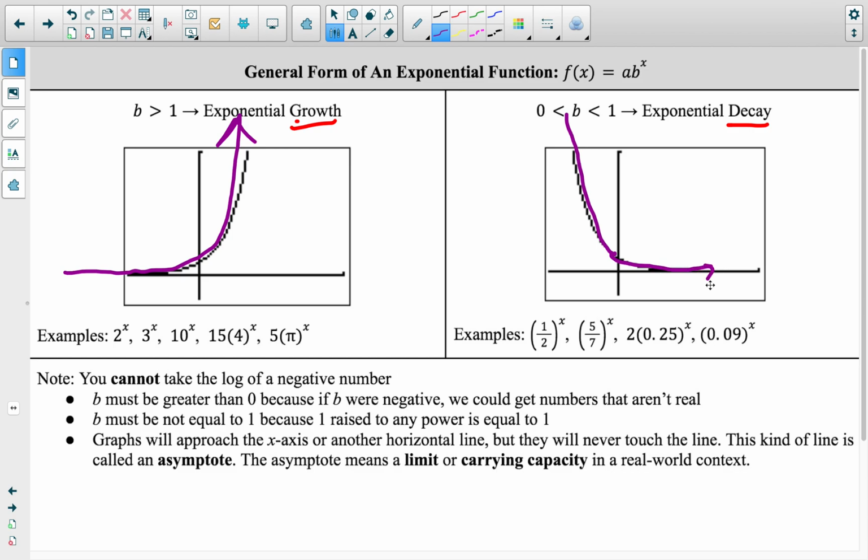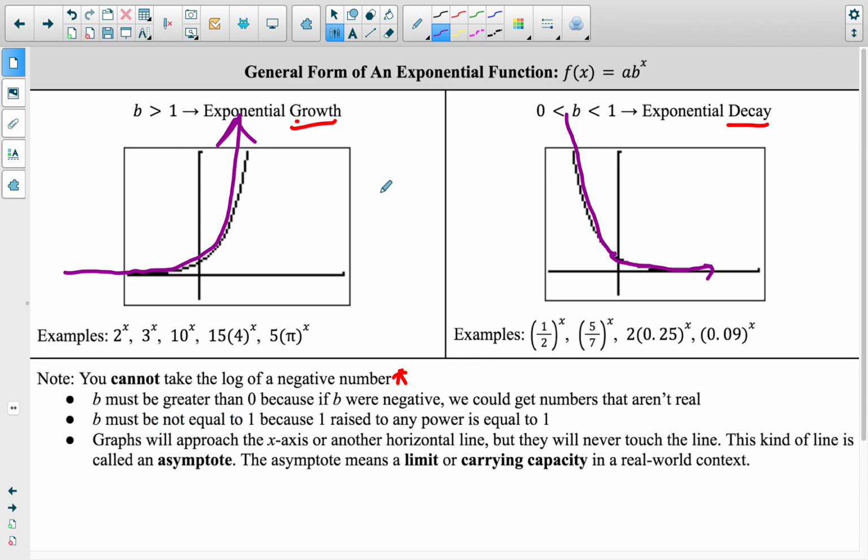So note that you cannot take, well, this will come into play later, the log of a negative number. Overall, where we're headed in this unit are logarithms and exponentials, and they are inverses of each other. Just like multiplication and division are inverses, exponential functions and logs are inverses. So when it says you cannot take the log of a negative number, that'll become important later on in 7.3.